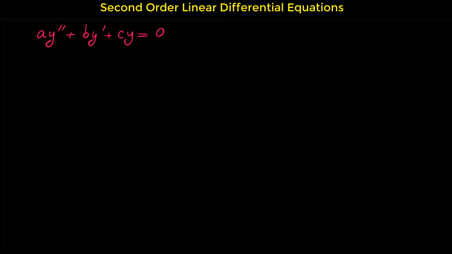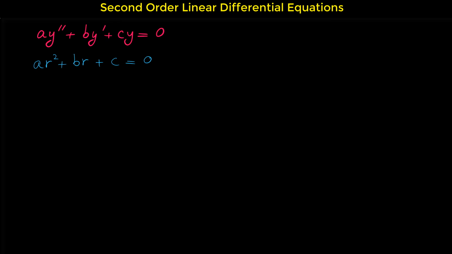How can we solve this type of differential equation? For solving an equation like this, first we have to write the characteristic equation. The characteristic equation is an equation that can help us to solve this differential equation. And the characteristic equation is this equation: ar squared plus br plus c equals 0.